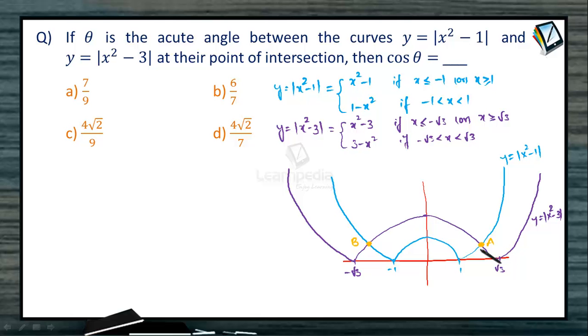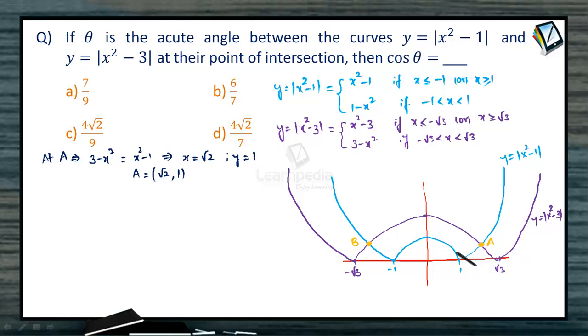How will we find the point A? At this point, the graph of y equal to mod of x squared minus 3 is open downwards, and the graph of y equal to mod of x squared minus 1 is open upwards. So at the point A, which two curves are meeting? The graph of y equal to 3 minus x squared is meeting the graph of y equal to x squared minus 1, which is open upwards. That gives us x as root 2, and similarly we can find the y coordinate as 1. So the coordinates of A are root 2 comma 1.